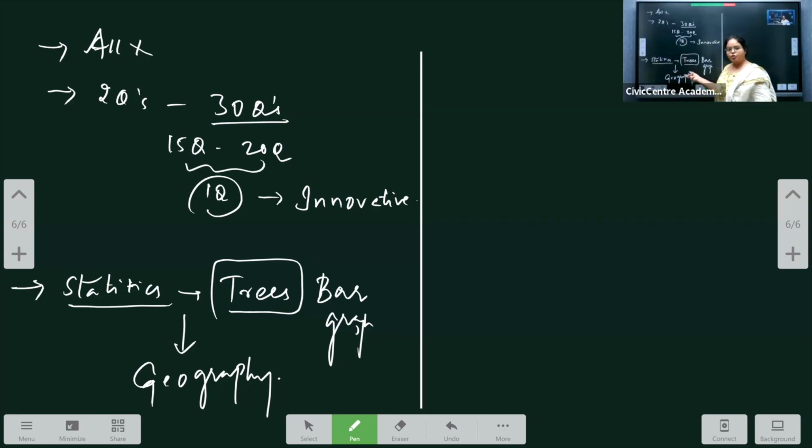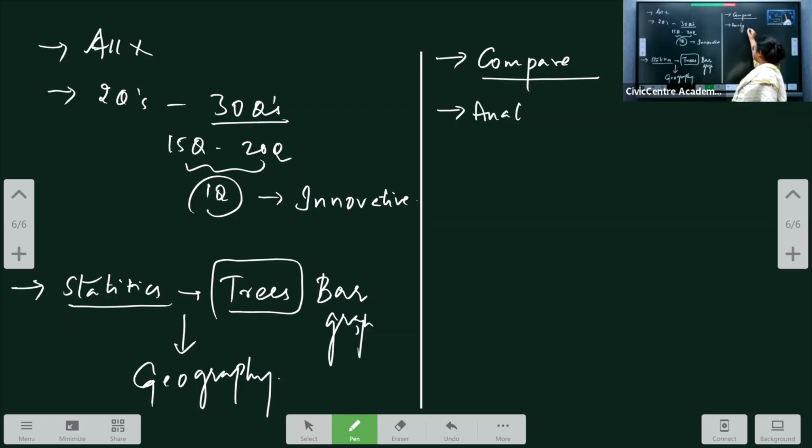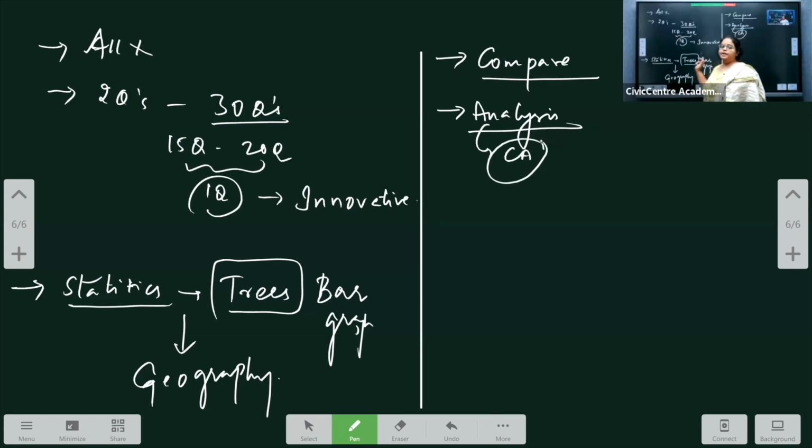Firstly, such kind of questions have already been asked previously. So even if you refer to PYQs, you can make such questions. Secondly, if you are trying to compare various things in all the statements, then also it becomes an innovative question. If you're making a complete analysis of a static topic that is in current affairs, in news, and that has not been asked till date, that also becomes an innovative question.